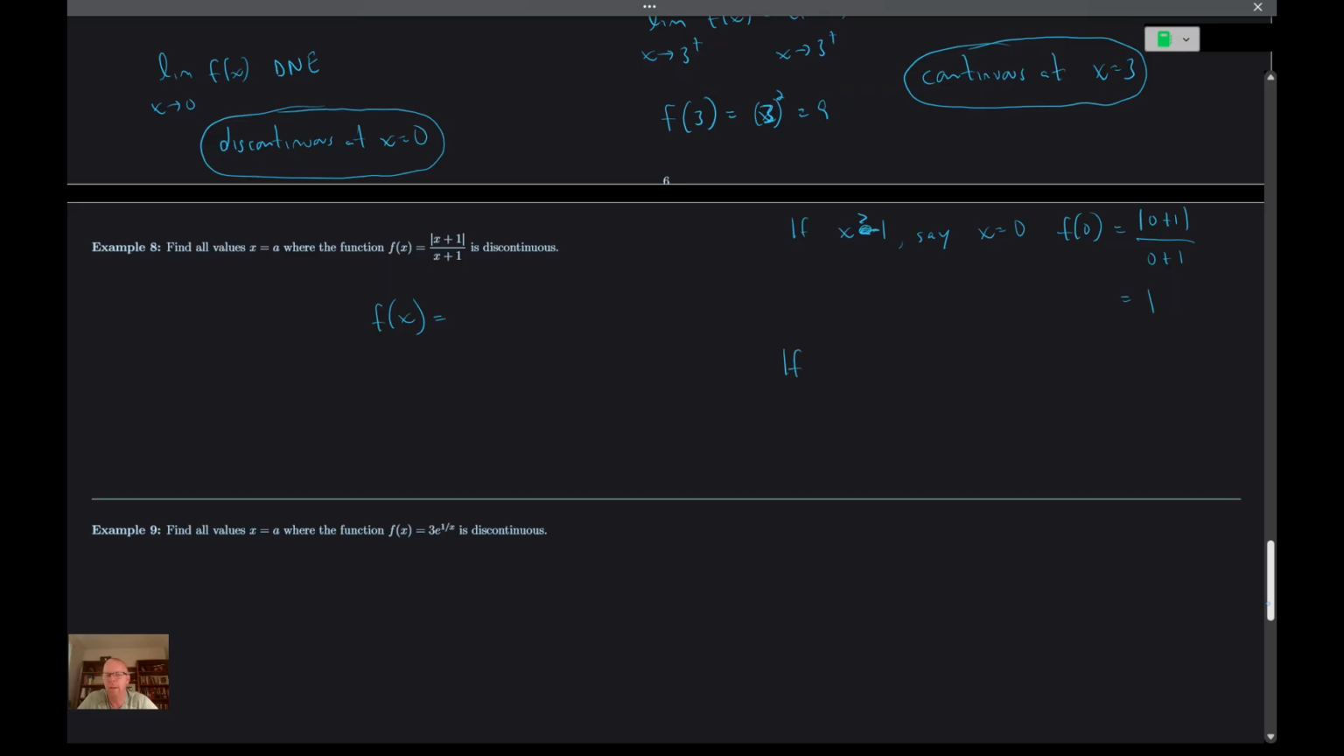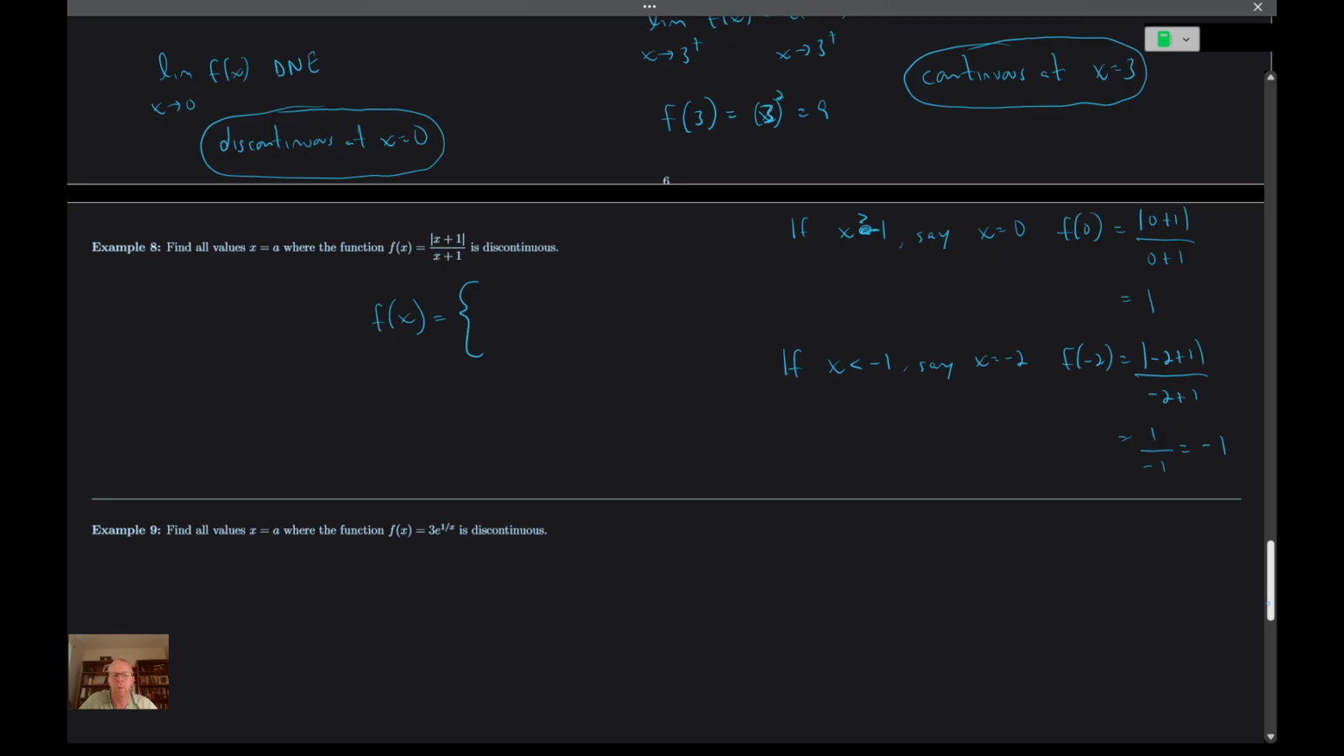Now, what if x is less than -1? Say x equals -2. Then f of -2, we get -2 plus 1 over -2 plus 1. So absolute value of -2 plus 1 is going to be 1. And then -2 plus 1 is -1. So f of -2 is -1. So these will always split. This simplifies to 1 or -1.